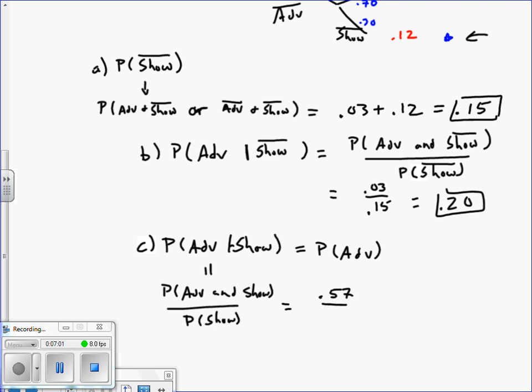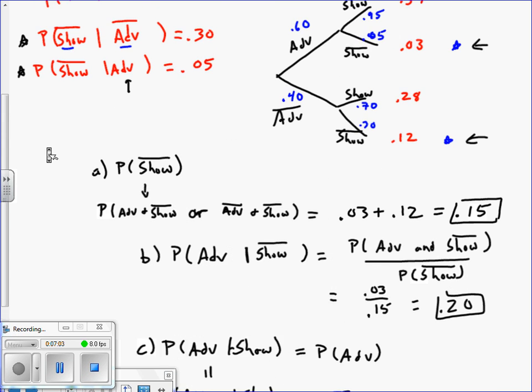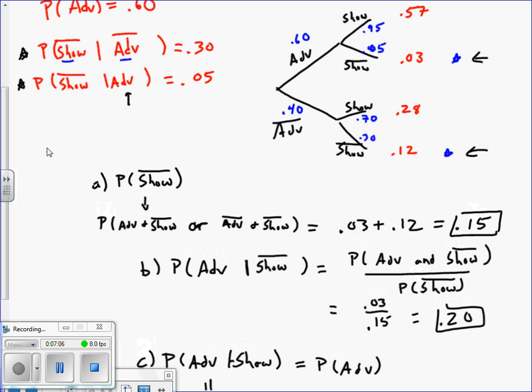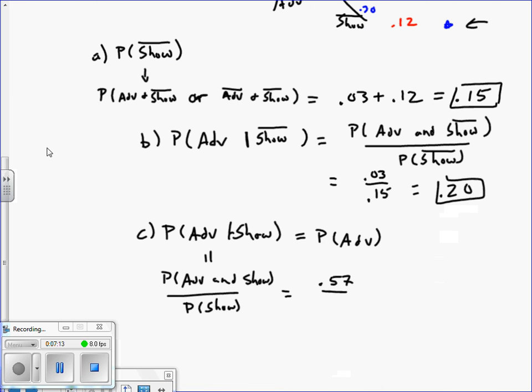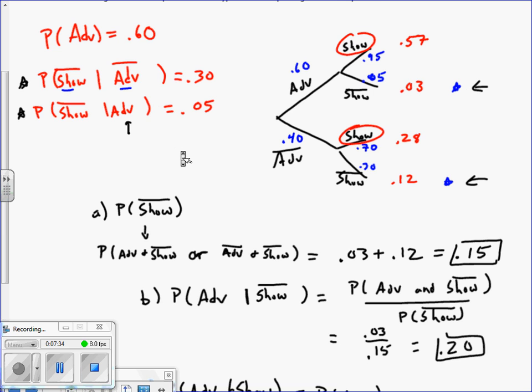And then the probability someone showed up, there are two different places where showing up for the flight, right? There's a show, and that would be 0.57 plus 0.28. Because again, take those values from the end of the branches. That way we've set ourselves up for a lot less work. And that probability is 0.67. Alrighty. And then the probability that someone purchased the advanced ticket was 0.60.